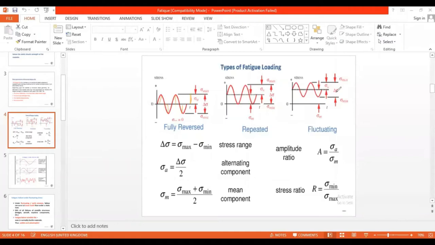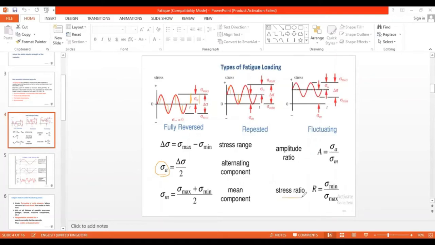Then I have the amplitude ratio, right? Amplitude ratio. So amplitude, you know, this is the amplitude, as in other diagrams. The amplitude ratio A is equal to sigma A upon sigma M. Sigma A is your alternating component, that is this one, divided by sigma M, that is your mean component, max plus minimum by 2, right? So that will give you the amplitude ratio.